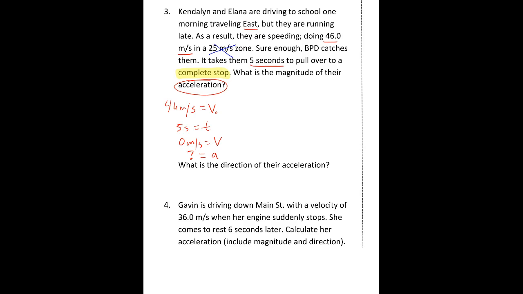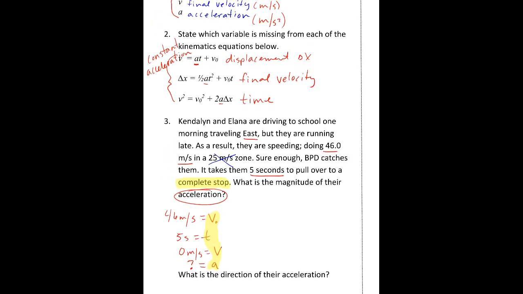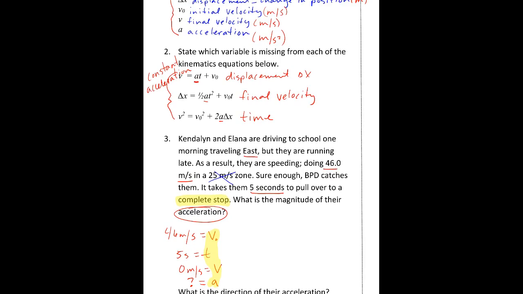Now what I'm going to do is I'm going to look at these variables right here. I'm going to highlight them for you. Those variables. And then I come back up here and I look at my list of equations and I ask myself, which equation has these variables in it? V, V naught, A, and T. Well, we can quickly see that it's going to be this equation right here. V, V naught, A, and T. So now I come down here and I write my equation. V equals AT plus V naught. Let me erase that.